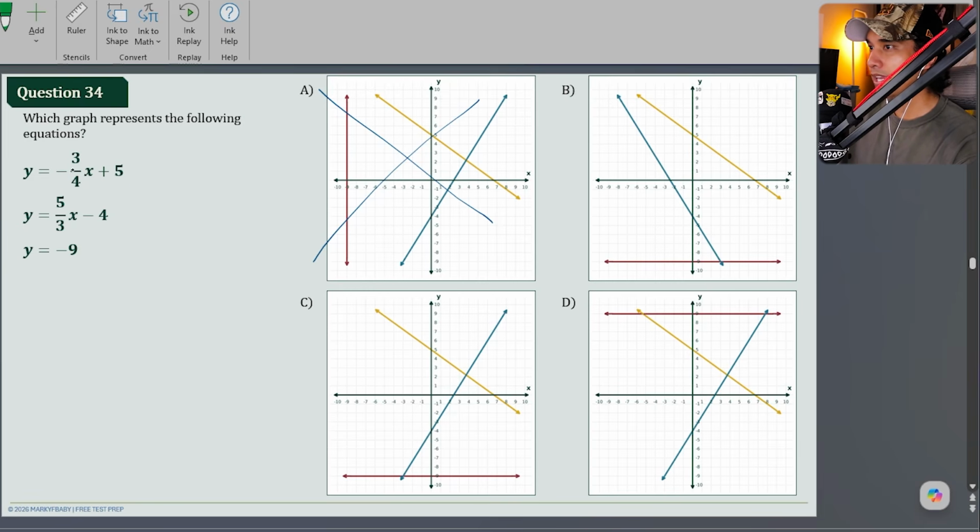Okay? So now that we have that, now I'm going to look at our slopes here. We have negative 3/4 and a positive 5/3. And this one has 2 negative slopes. We can get rid of this. Now we're left with this and this. This is y equals negative 9. Well, we see here negative 9, right? And this is a positive 9. So we're going to get rid of this, leaving us with C as the correct answer.